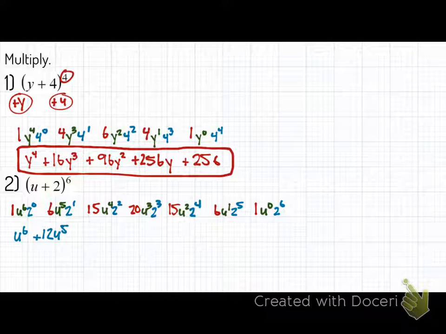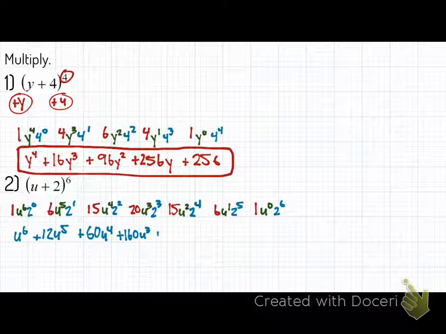Okay? Then we got 2 squared. 2 squared is 4. 4 times 15 is 60. 60 times u to the 4th is positive 60 u to the 4th. Then 2 to the 3rd is 8. 8 times 20 is 160. 160 times u to the 3rd is positive 160 u to the 3rd. And then 2 to the 4th is going to be 16. 16 times 15 is 240. 240 times u squared is positive 240 u squared.